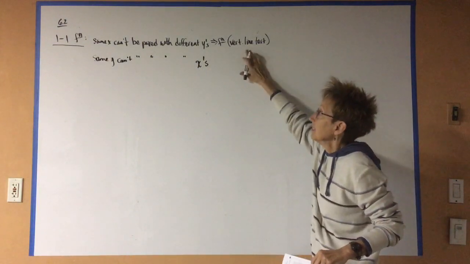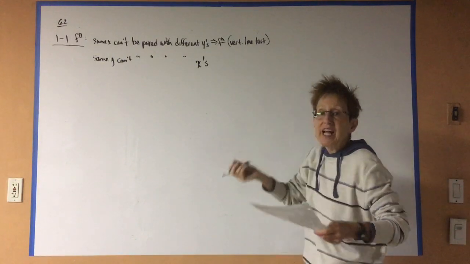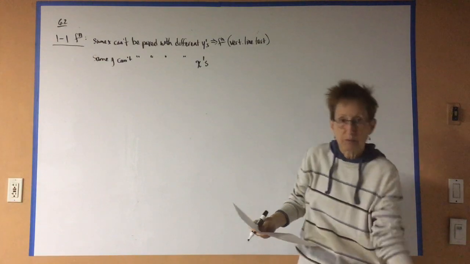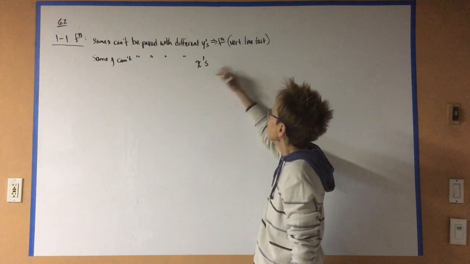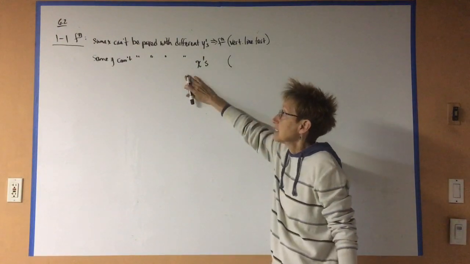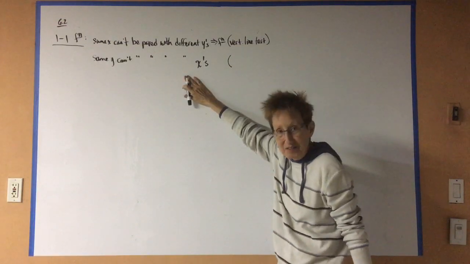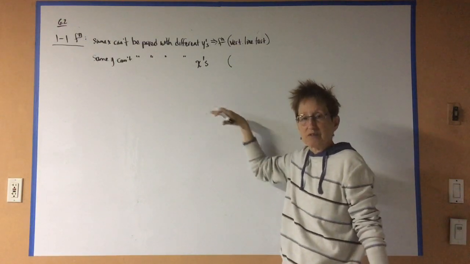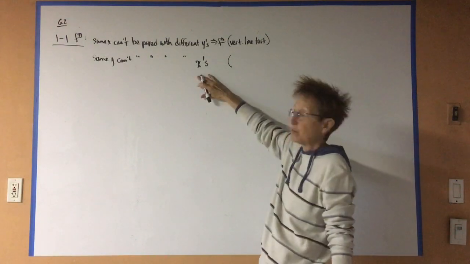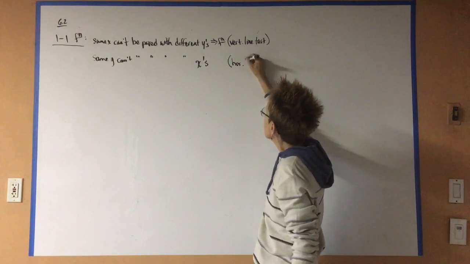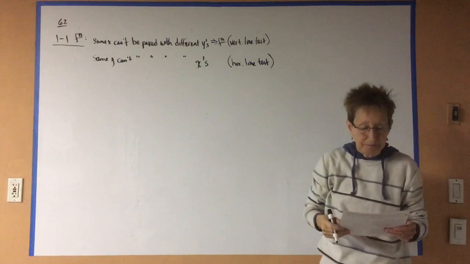So function, same x can't be paired with different y's, and that's all. But to be a one-to-one function, it has to go both ways. And what do you suppose the test is to see if same y can't be paired with different x's? Horizontal line test. If you hit more than one point with a horizontal line, then it fails this idea where the same y can't be paired with different x's. So this is a horizontal line test that will help us if we have a graph.